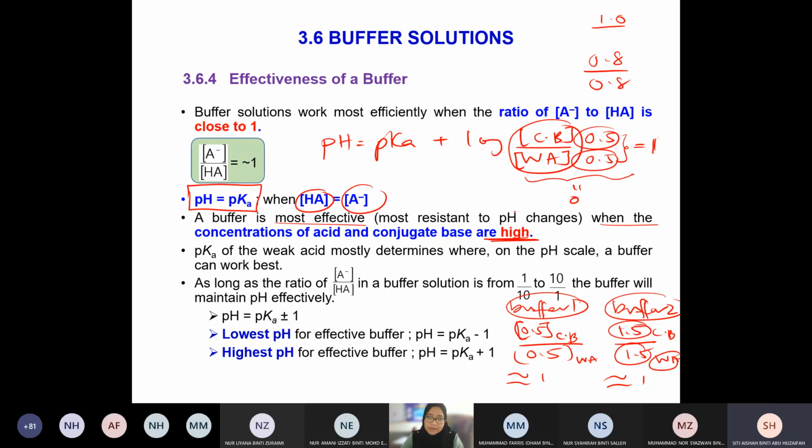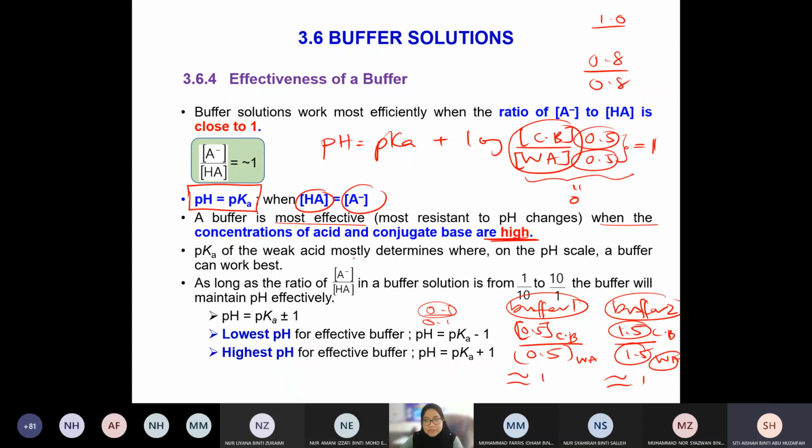Most effective. If you have 0.1 and 0.1, the ratio is 1 but it can only counter a little. Beyond 0.1 it can cover, sorry, it can no longer cover because it has been used up. Once it is fully consumed, if we add more H+ or OH-, the pH will go up or go down drastically. This is because there is nothing left to counter, since it has all been used to neutralize the acid and base, and yet we still add more acid and more base.